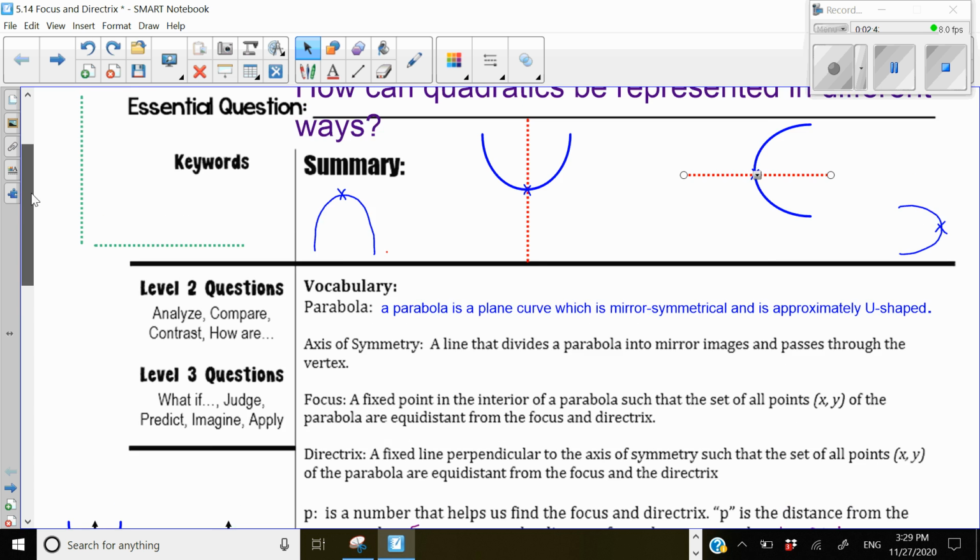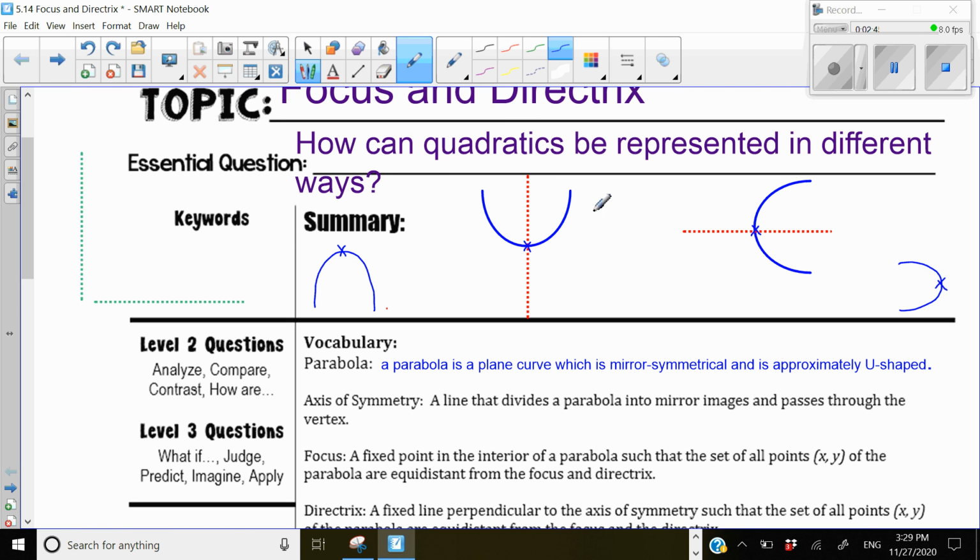So let's show them on this picture over here. Focus is a fixed point in the interior of the parabola. So it's going to be something like this, for example. This could be my focus. And directrix is a line which is perpendicular to the axis of symmetry. So if this is vertical, my directrix is going to be a horizontal line, something like this.